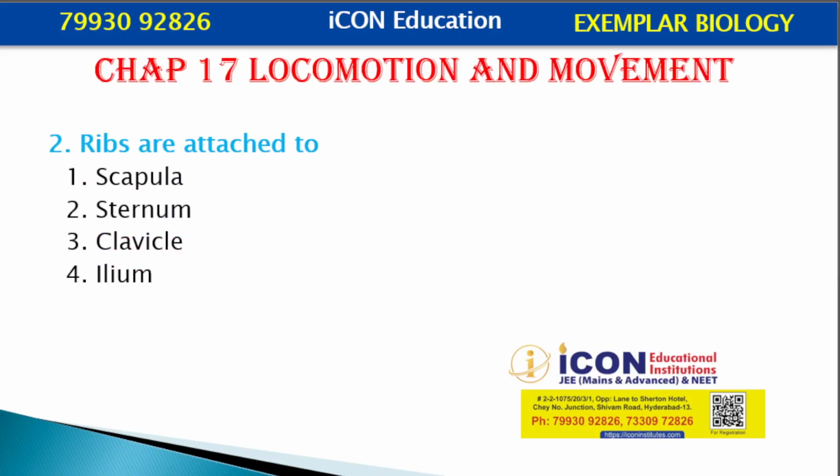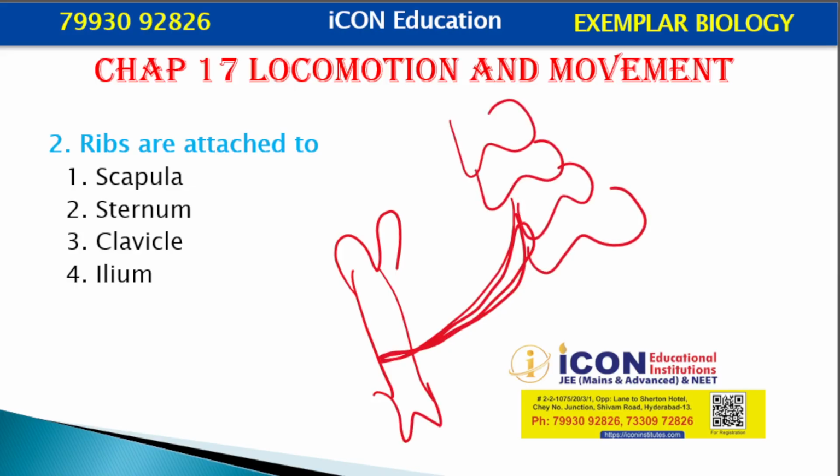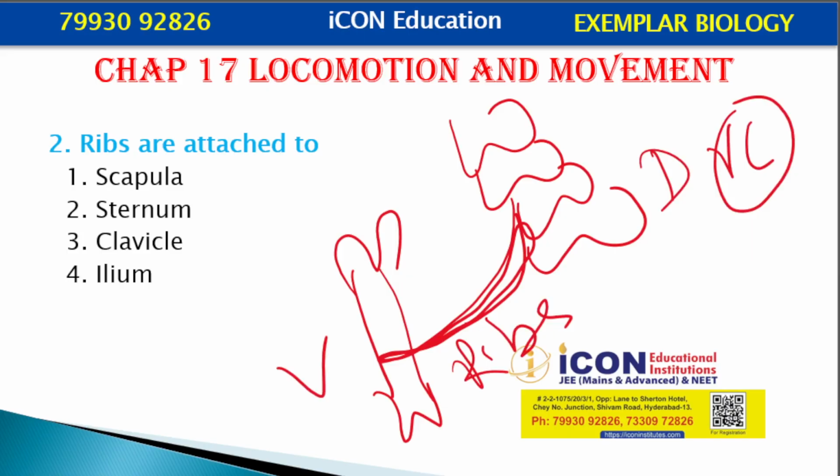Ribs are attached to... Generally, ribs are attached ventrally to the sternum and dorsally to the vertebral column. So here it is given, ribs are attached to the sternum, the attachment at the ventral side.